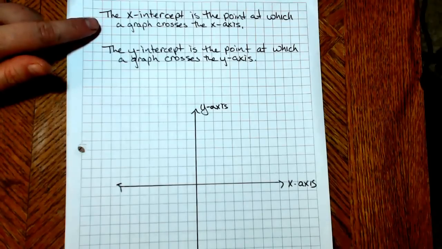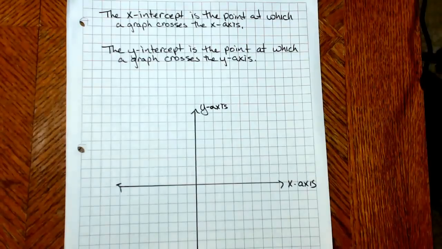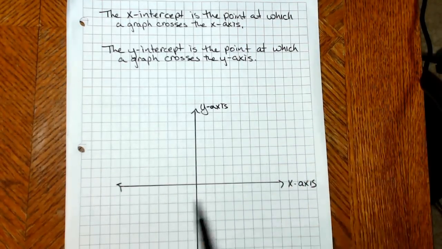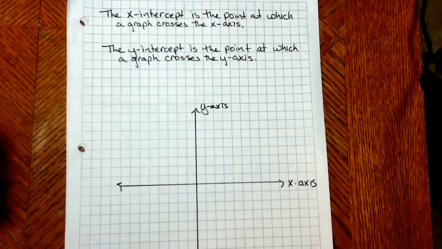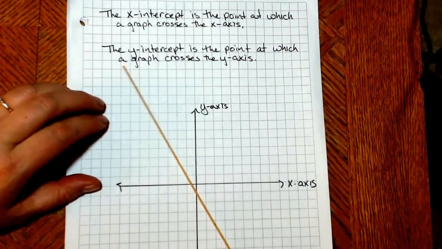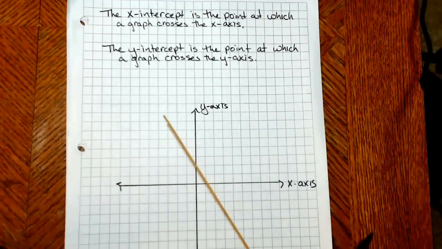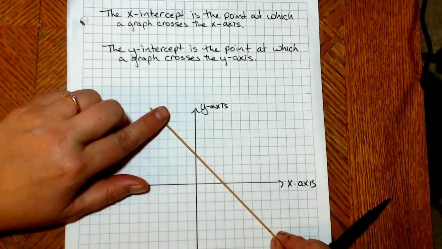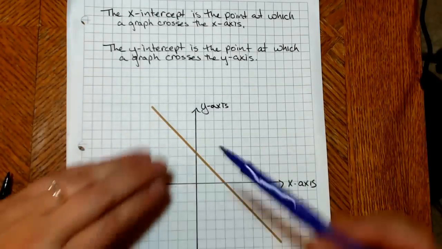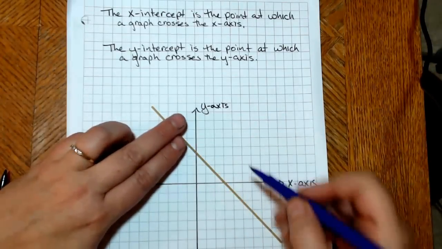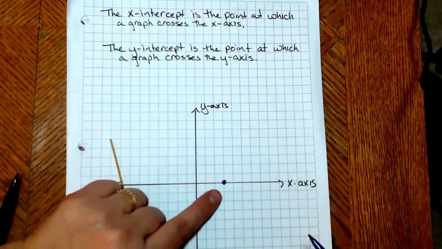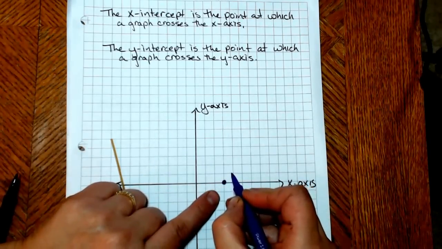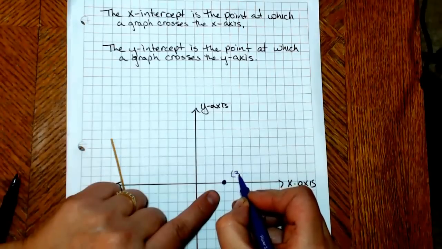And for a graph, the x-intercept is the point at which a graph crosses the x-axis. So when I draw my axes, I have the x-axis and the y-axis, and I'm just going to use a piece of spaghetti to be my line. So let's just say I take a line and I put it on the graph. If I was looking at where that line crosses the x-axis, I would find a point, the point where it crosses. And that point would have coordinates. In this case, the coordinates of that point are (3, 0).